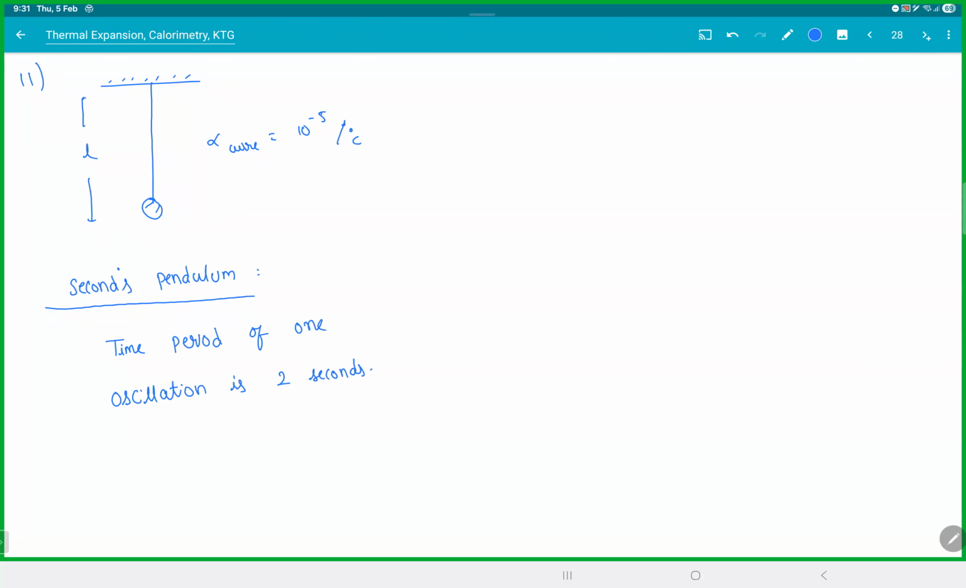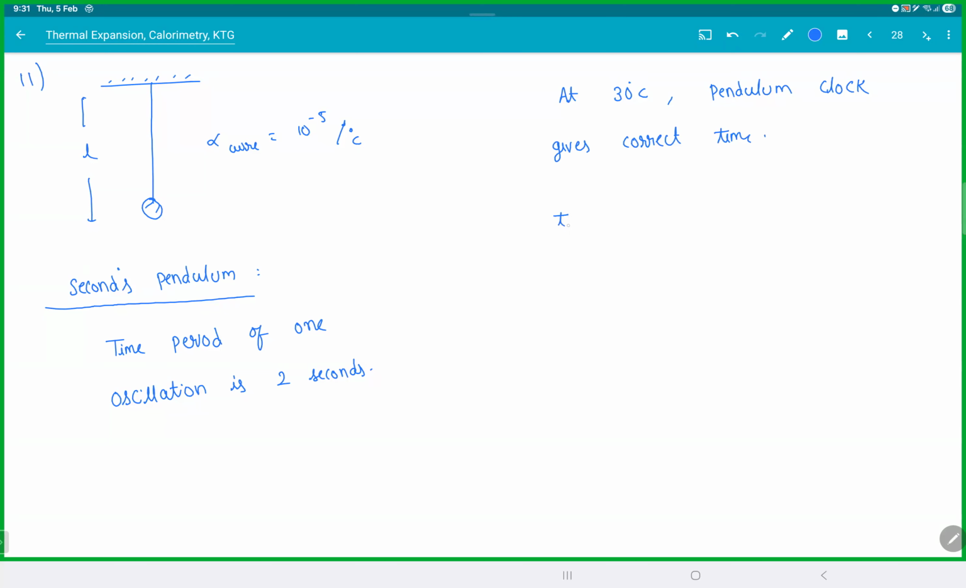So you have designed a clock in order to measure time using this pendulum. And you observe at 30 degrees, it gives you correct time. The pendulum is designed to give correct time at 30 degrees. Something happened, temperature outside increased.